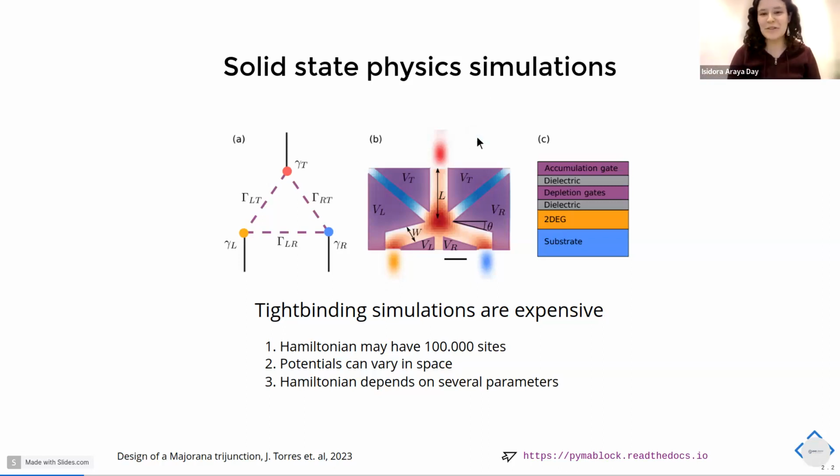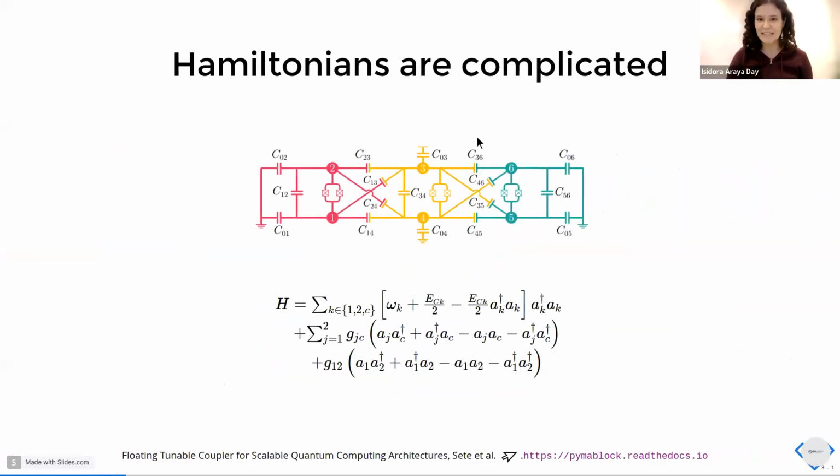Okay, so this is one situation in which solid-state simulations are expensive, but I think in general we can agree that Hamiltonians are complicated. So here I'm showing a different scenario: a superconducting circuit that we see in this figure. There are different capacitances, Josephson junctions, and these are coupled in a way that can be represented by the bosonic Hamiltonian that I'm showing here.